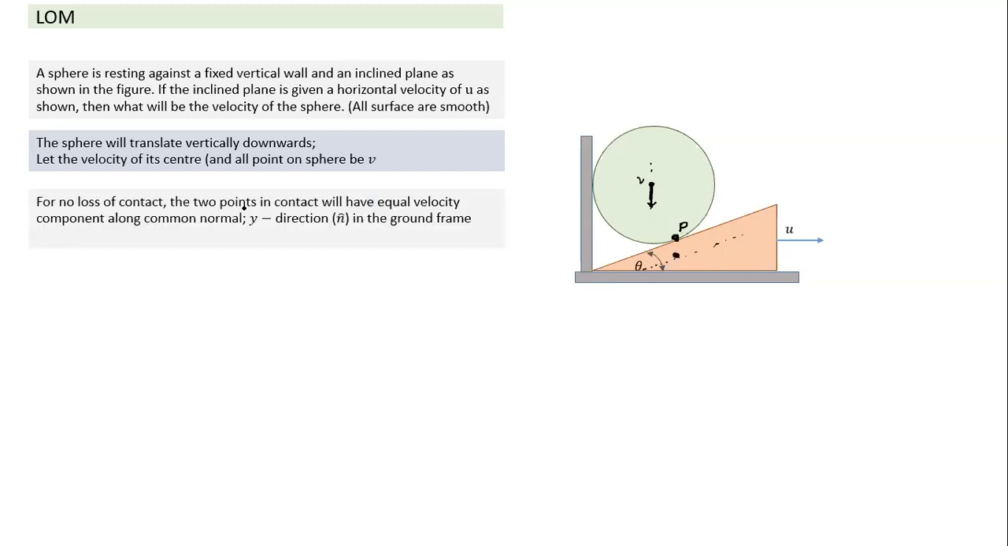So for no loss of contact, two objects in contact will have equal velocity component along the common normal. So which direction will we take? This is the velocity, it has v here. This inclined plane has velocity u here. What is the condition? Now I will use the normal direction. This is the normal direction. If I take this velocity component in the normal direction, and the velocity of the inclined plane also in the normal direction, both of them must be equal. That's the condition. Now let's form the equation based on this.